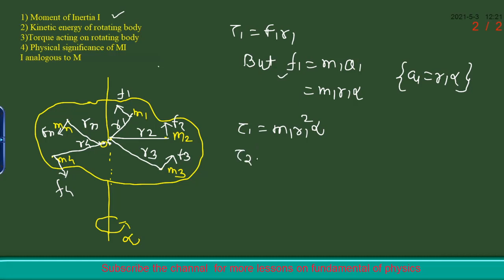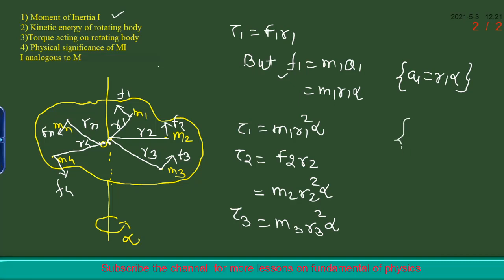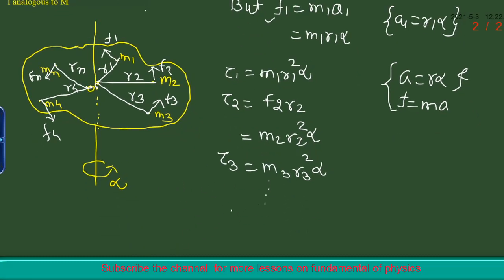Similarly, torque acting on second particle τ2 equals F2 into R2. Similarly, we can write M2 R2 square into alpha. Torque acting on third particle τ3 equals M3 R3 square into alpha. Using the same equation, acceleration equals R into alpha and force equals mass into acceleration. Now last, the torque acting on last particle n is Mn into Rn square alpha.